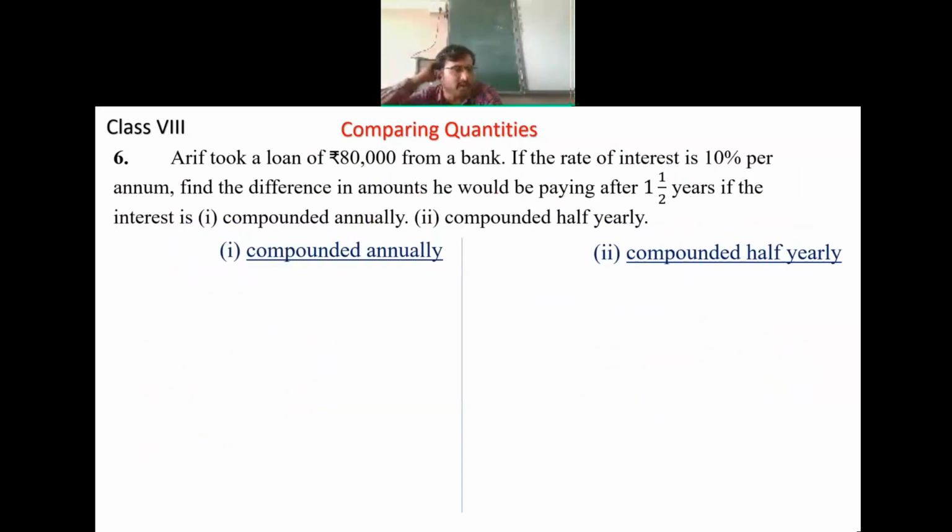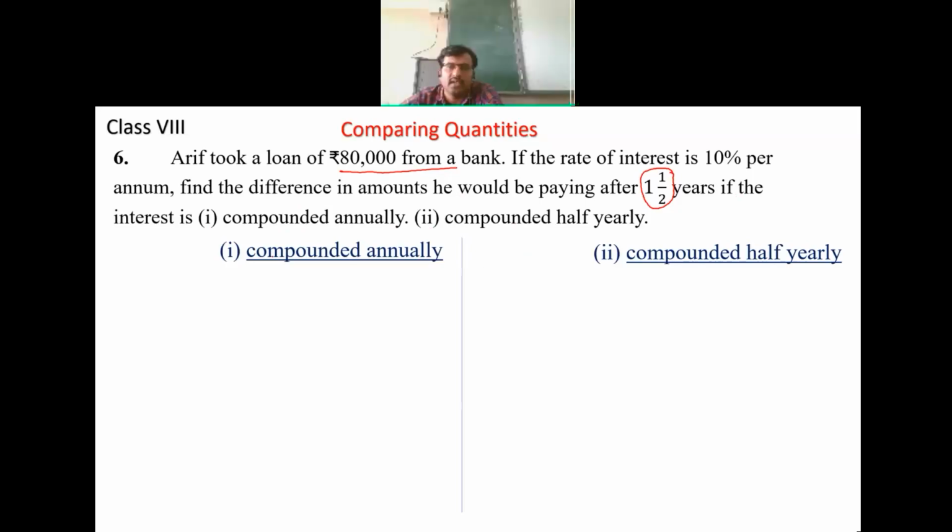RF took a loan of rupees 80,000 from a bank. If the rate of interest is 10% per annum, find the difference in the amounts you would be paying after 1.5 years. Very important. If the interest is compounded annually and compounded half yearly.